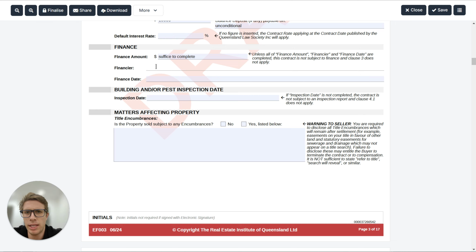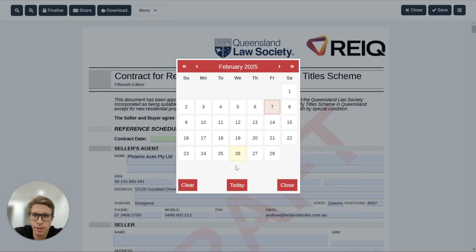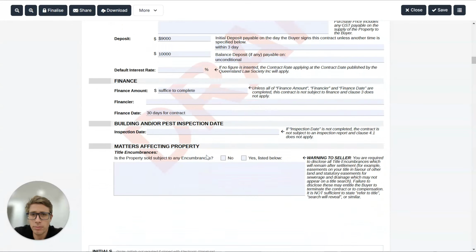Financer, that one there is just going to be of the client's choice, and the finance date is going to be what was discussed previously. So let's say 30 days from contract. That 30 days is not from when you sign, it's 30 days from the date that's going to be at the top here once it's completed.